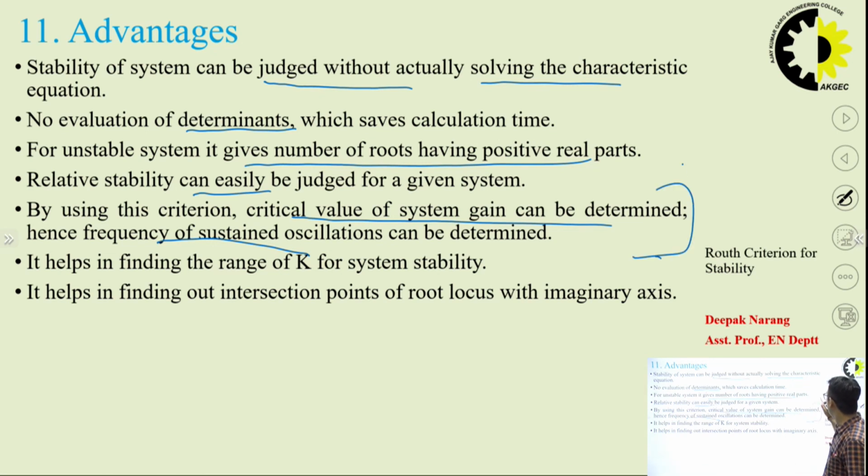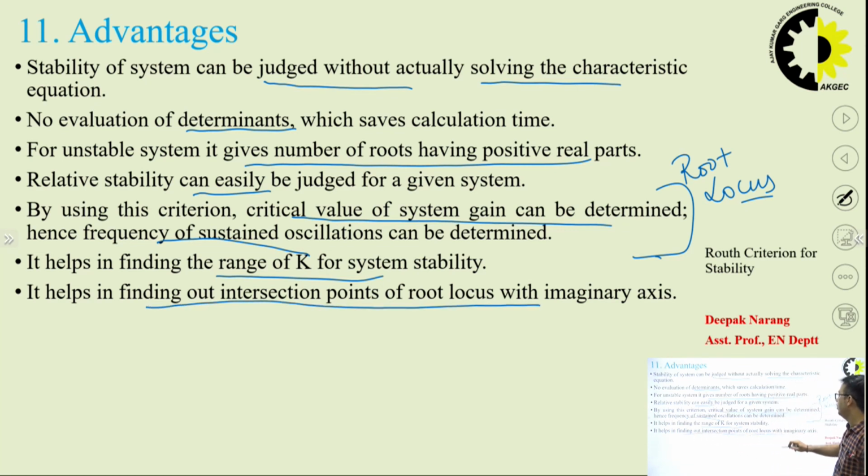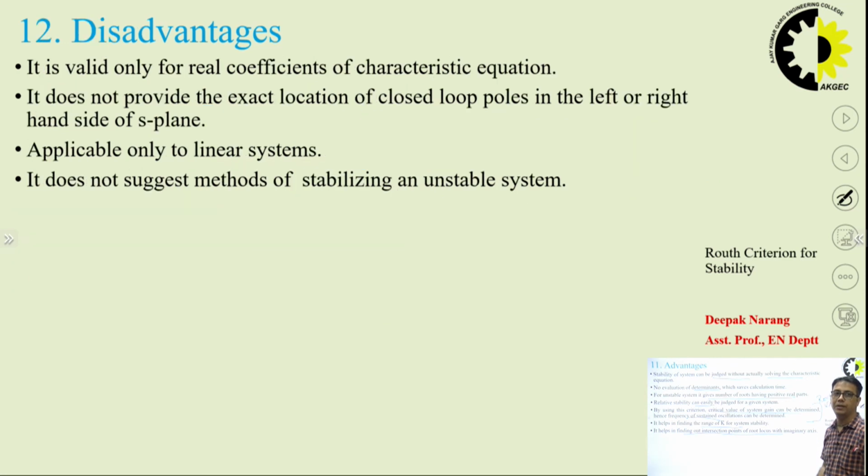This is used basically in the root locus method, where we apply Routh criteria to obtain the gain value and the frequency of sustained oscillations. We can also find the range of K, and it also helps in finding out the intersection point of the root locus with the imaginary axis.